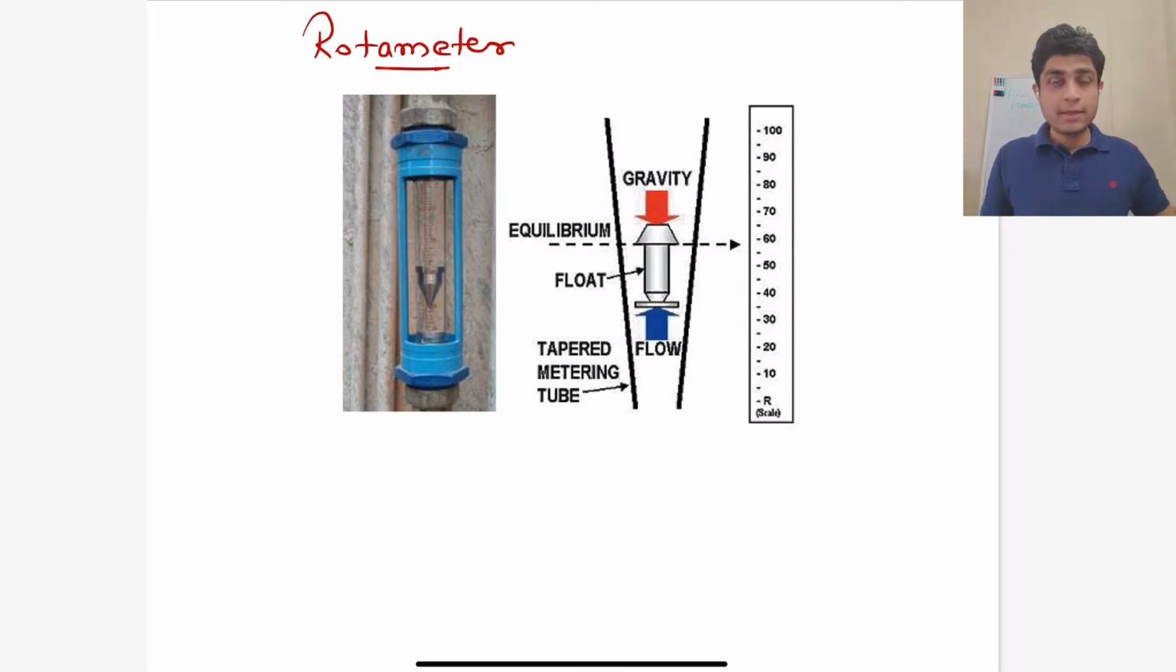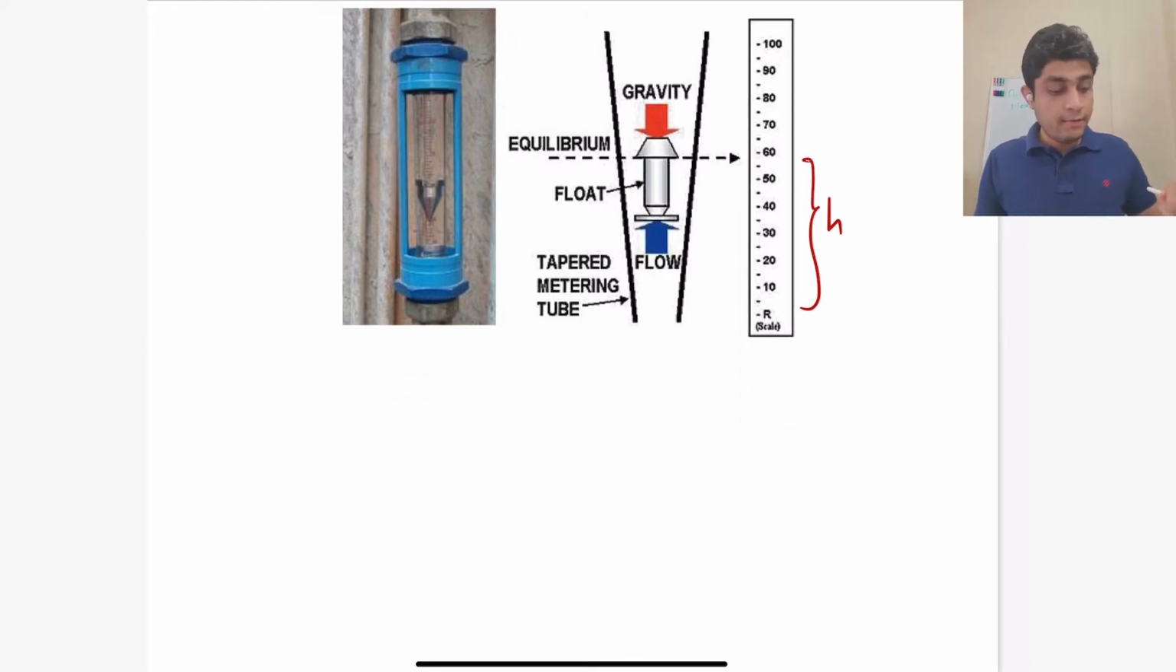there are three forces acting on this object. One is its own weight, the other is the force of buoyancy due to the fluid, and the third is the viscous drag as the fluid is passing past it. So depending on the force balance and the flow rate in the pipe, this object settles at a different height. So if we change the flow rate, it settles at a different height, and we can measure this height where it settles, and we can relate it to the flow rate.